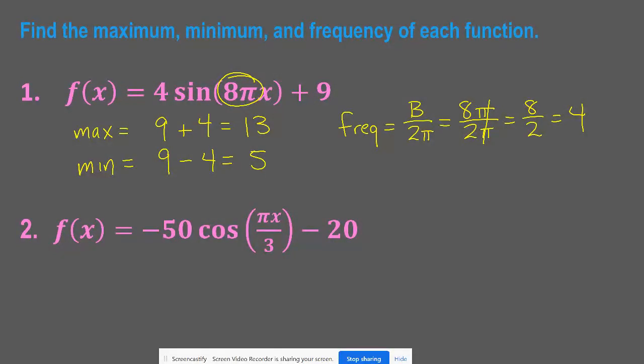Okay, let's look at number 2. So our maximum for number 2, we're going to start with -20. Everything in this graph has been shifted down 20.